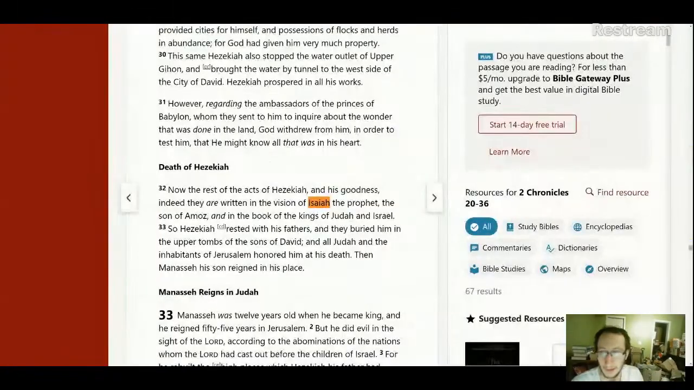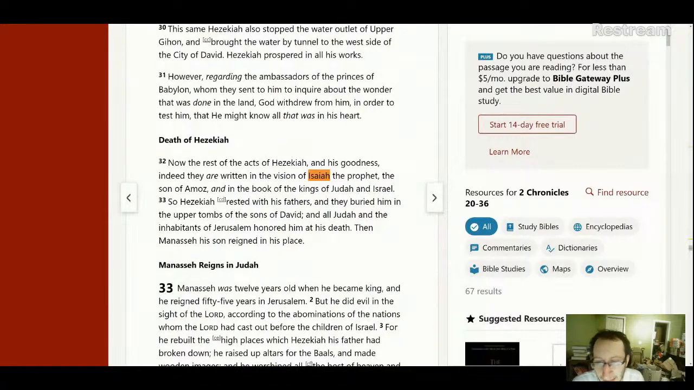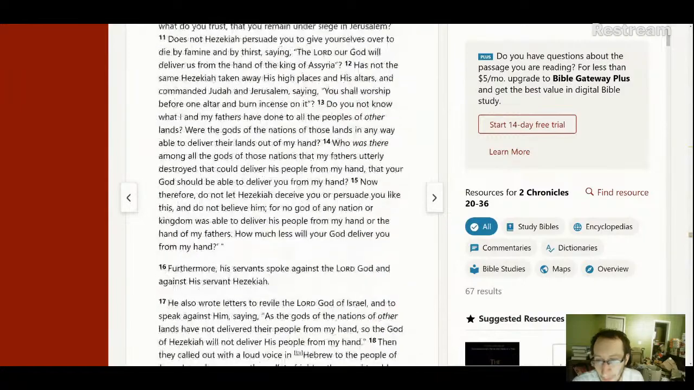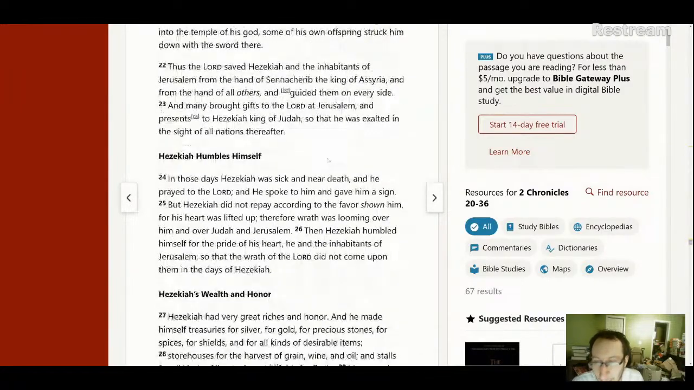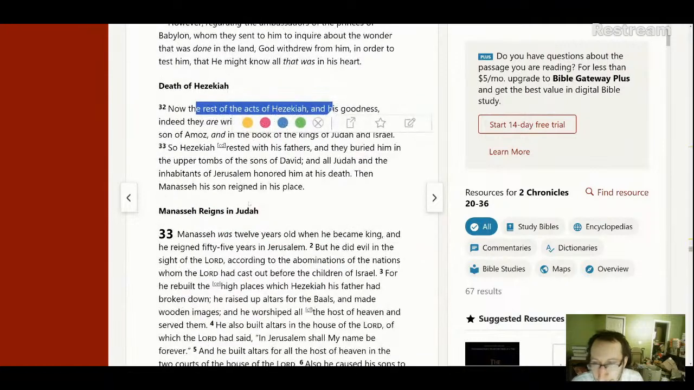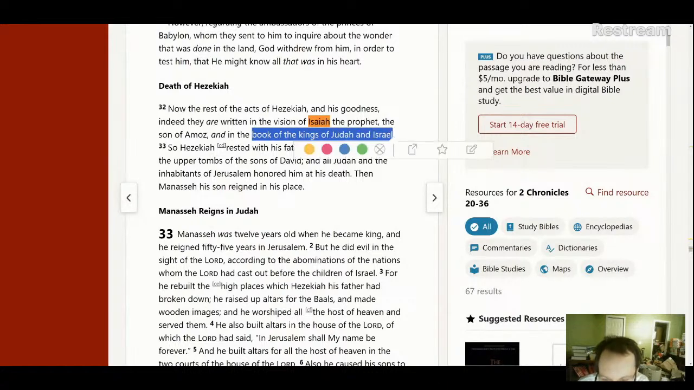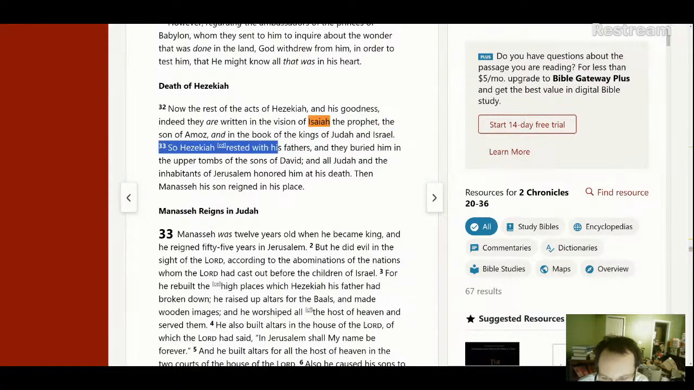Okay, so let's take a look now at 2 Chronicles, and that is chapter 32. The rest of the acts of Hezekiah. Now this was after we saw chapters 36 to 39 from Isaiah verbatim in 2 Kings. And then after that it says, and the rest of the acts of Hezekiah and his goodness, indeed they are written in the vision of Isaiah the prophet and son of Amos in the book of the kings of Judah and Israel. Now, I've shown in my videos that when it says book of kings of Judah and Israel, that's the name for the book of 1st and 2nd Kings.